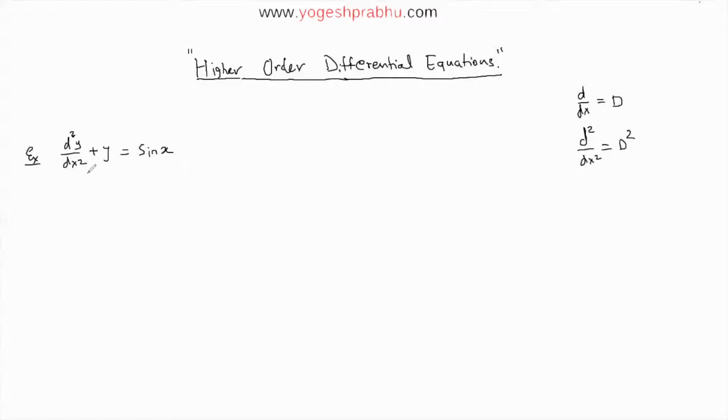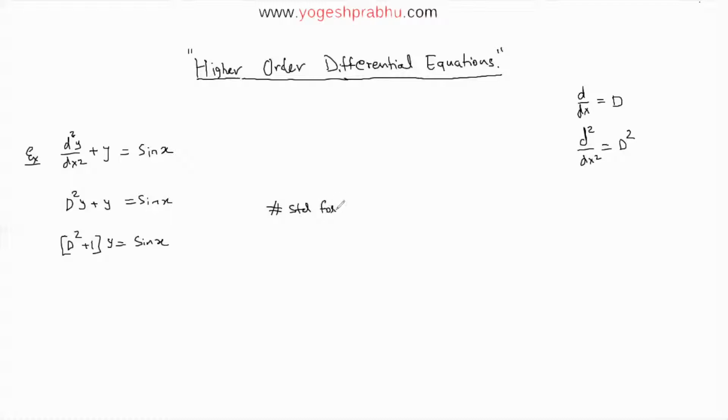Now if I use this notation and write down this equation, it will look like D square y plus y is equal to sine x. Okay, now we can simplify this like this: D square plus 1, look, I took the y common, and then it is equal to sine x. So this is how typically the equation will look. Now from here I can just write down the standard form.